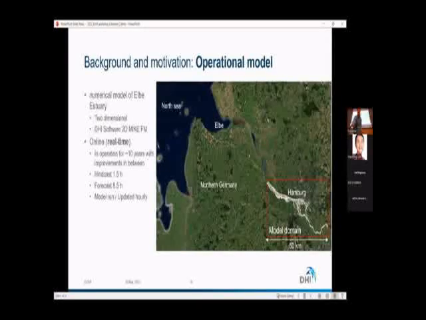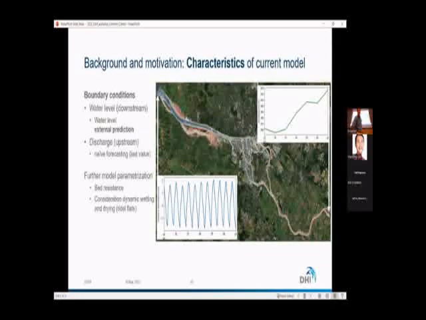So which sort of data goes into our model? The boundary conditions, which are really driving this model. On the downstream top left here, we include a water level boundary condition. And this, for hindcast, we actually can obtain the measurements in almost real time. But for the forecast, we have to rely on an external prediction.